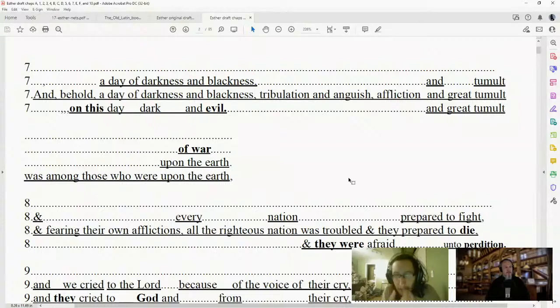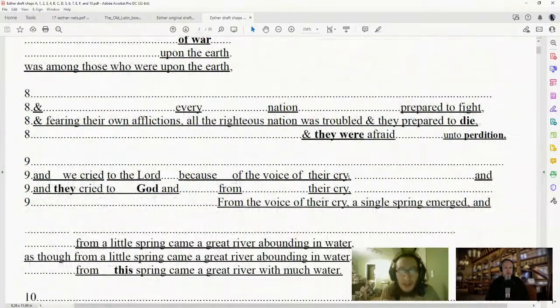And then let's see here. And once again, verse 8 says, every nation prepared to fight, whereas the Septuagint says, all the righteous nation was troubled. So again, the Septuagint is emphasizing that they're righteous. It seems unlikely that the scribe of the Alpha text would remove the word righteous. And not only that, keep in mind that in these other examples where I said the word great is not in the one version, but it's in both other versions.